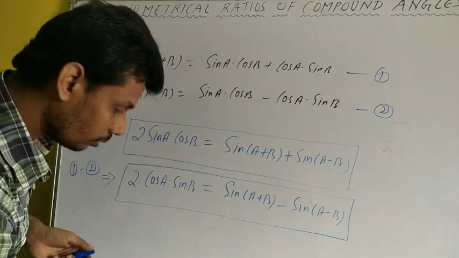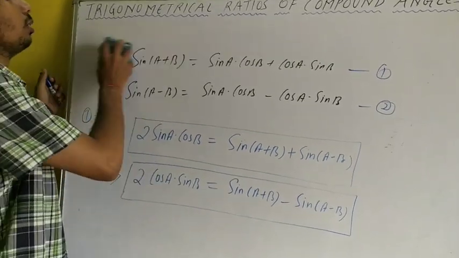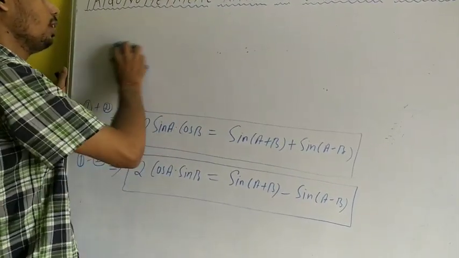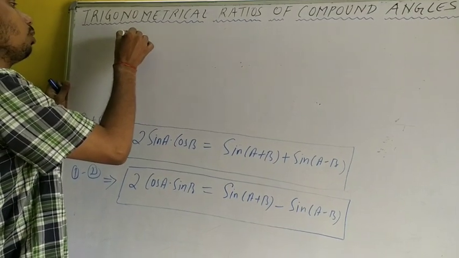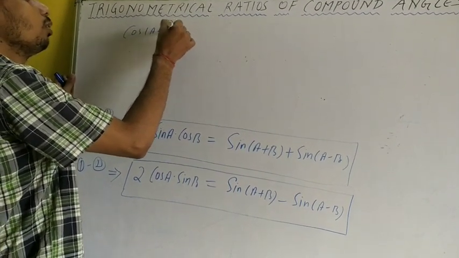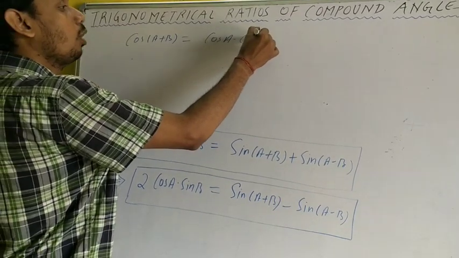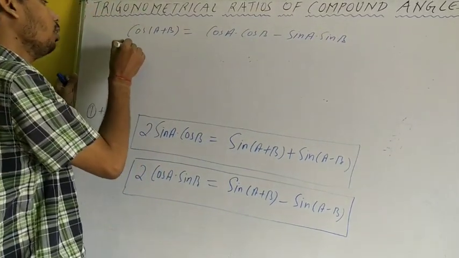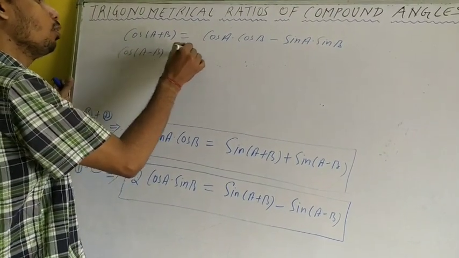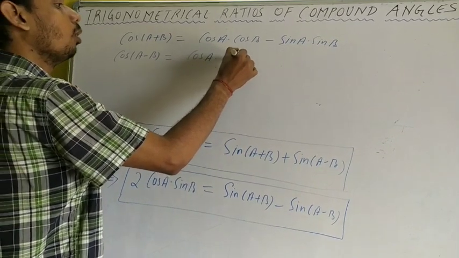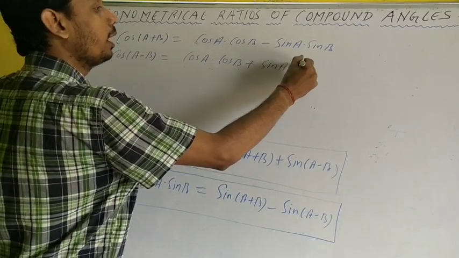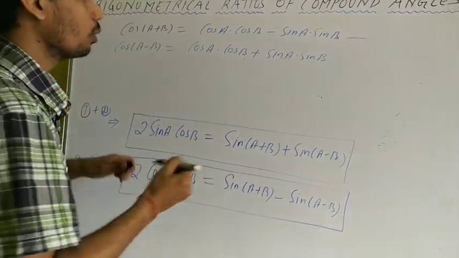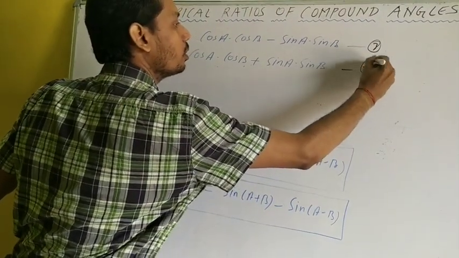Now suppose we take cos(A+B). We know that cos(A+B) is equal to cos A cos B minus sin A sin B, and cos(A-B) is equal to cos A cos B plus sin A sin B. Now let us take this as equation 3 and this as equation 4.